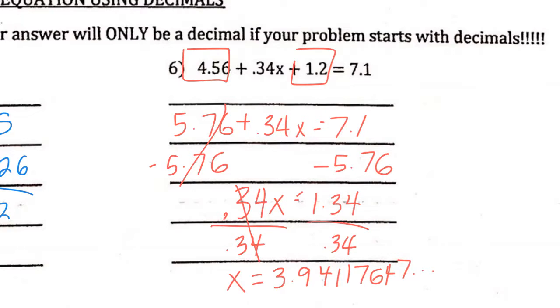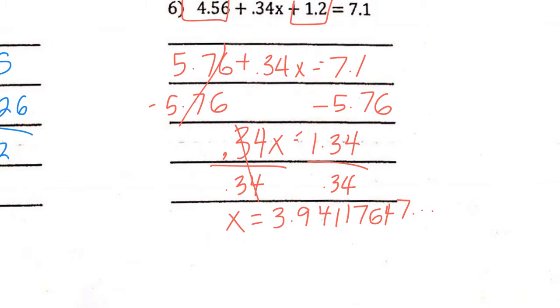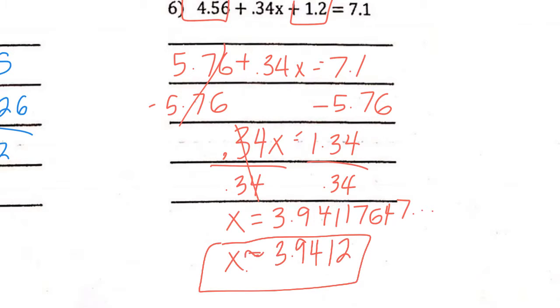So a good approximation for this would be if we rounded to 4 decimal places. So we would have x is equal to 3.9412. And if we ever have an approximation, we use the squiggly equal sign. So x is about 3.9412.